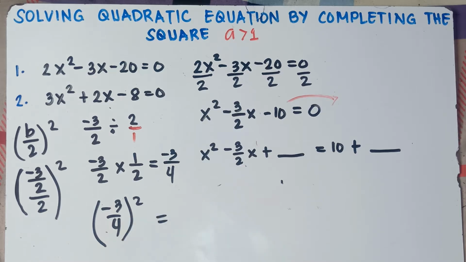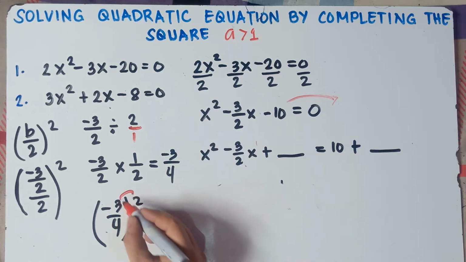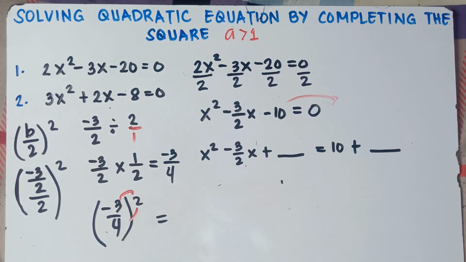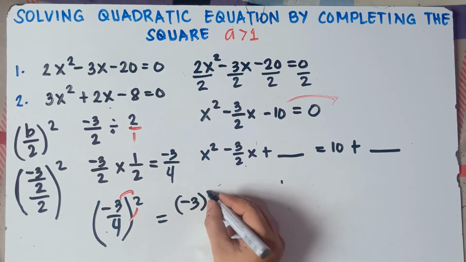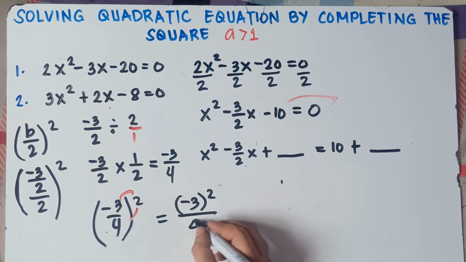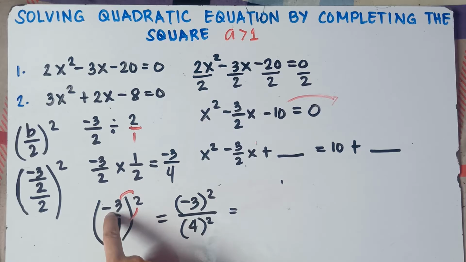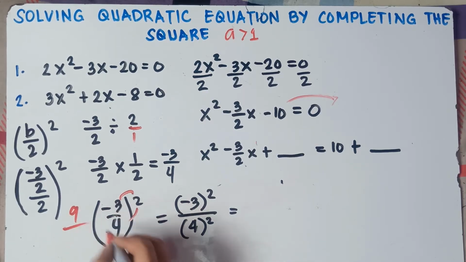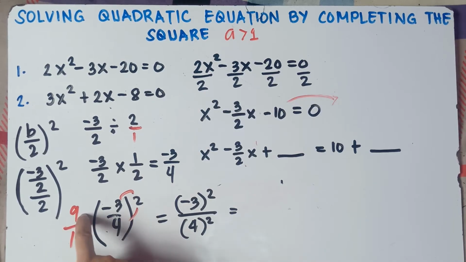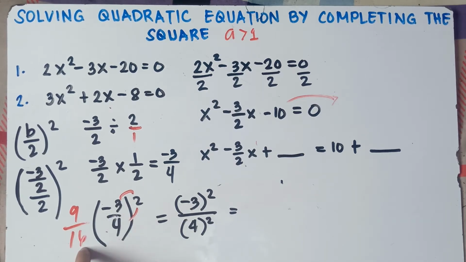So we need to distribute this one. Distribute, this will be negative 3 then squared over 4 then squared. You can actually answer this one directly, class, if you're good in this. Negative 3 squared means negative 3 times negative 3, that would be 9. And 4 squared means 4 times 4, that is 16. It's up to you.